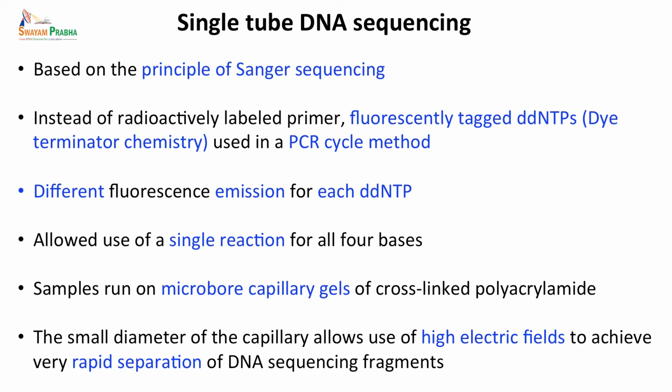These were really fine capillaries with micrometer range diameters, filled with cross-linked polyacrylamide gel. This really improved the resolution as well as the speed with which the sequencing gels could be electrophoresed, because they allow the use of very high electric fields. So with this method, they could separate the DNA fragments very, very rapidly. And this was a very big advancement that accelerated the rate of DNA sequencing.